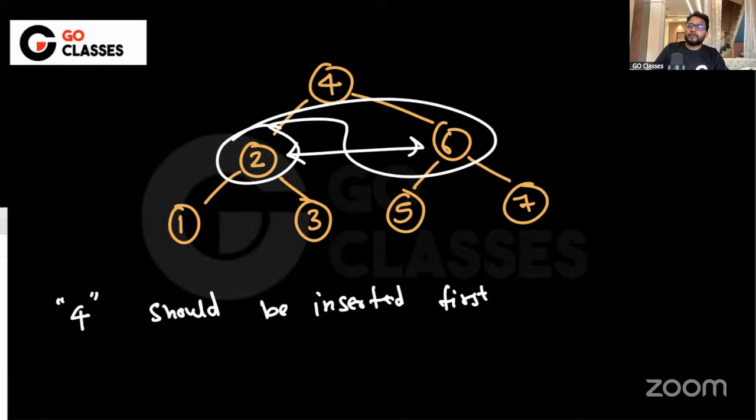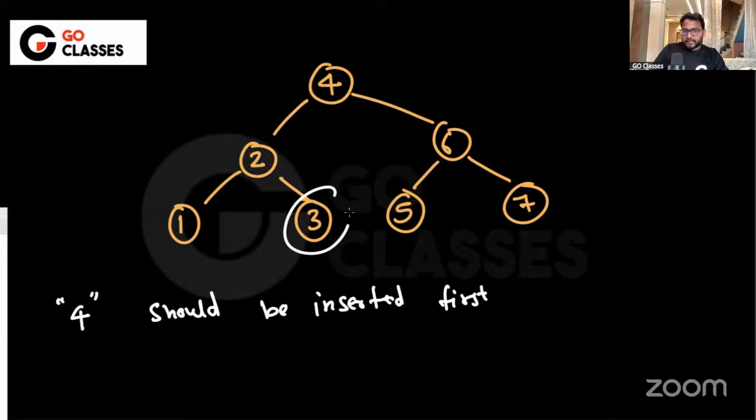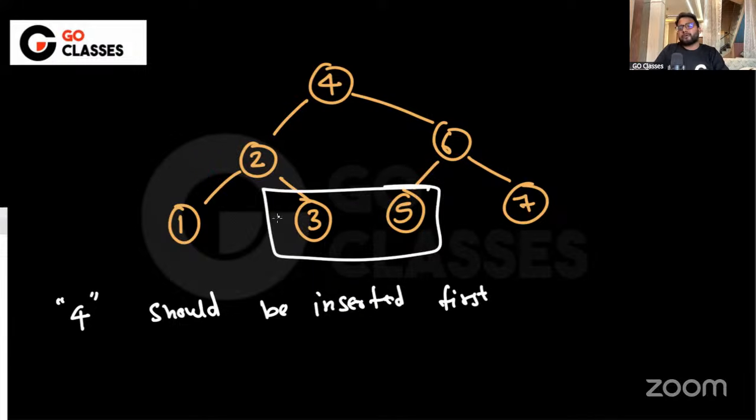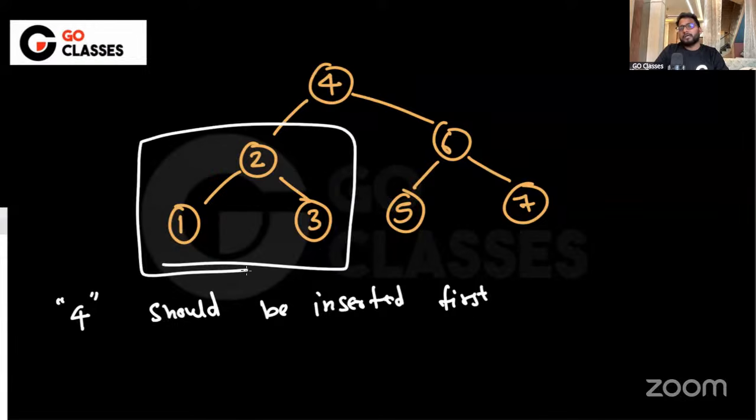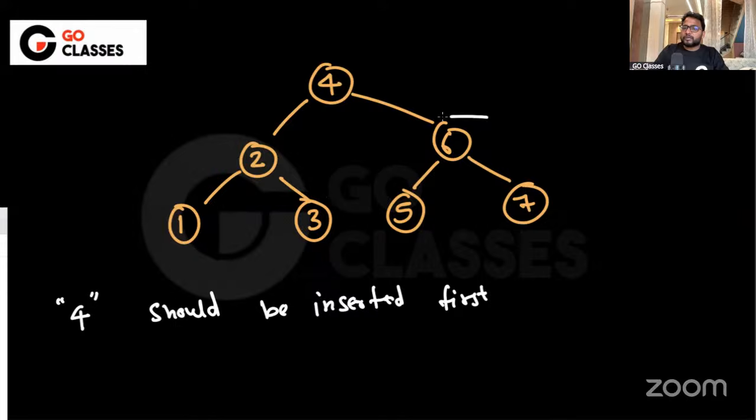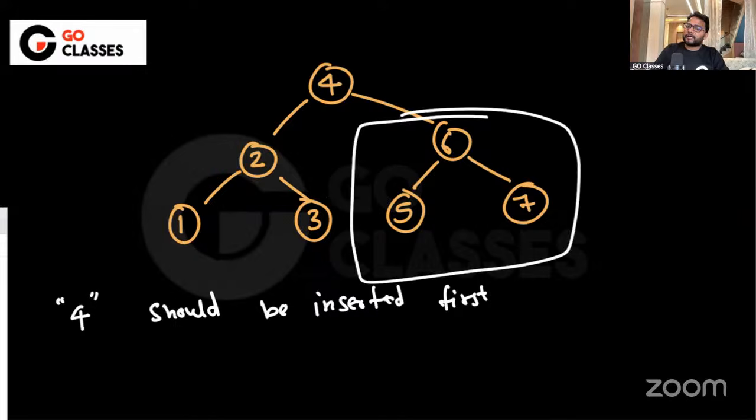Doesn't matter. Actually, if I compare this 3 and 5, and I have to ask you which should be inserted first, then it doesn't matter. Basically 3 and 5 don't have any particular choice of ordering, that 3 should be inserted before 5 or like that. Once it is divided into left part and right part, then it will be separate problems. So basically I need to decide among 1, 2, 3 that 2 should be inserted first. Then 1, 3 can be inserted in any way. Similarly, 6 should be inserted first, and then 5, 7 can be inserted in any way, right?